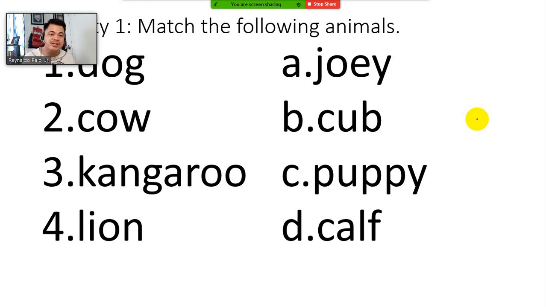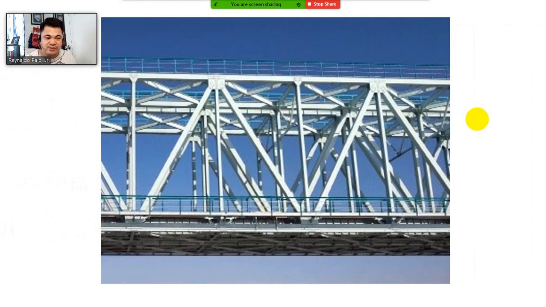As you can see, the items in the second column are the baby versions of the animals in the first column. They are matched with the adult terms for the animals that we're talking about. So we can say that a dog is also a puppy and a puppy is also a dog, and so on and so forth. What is the relation of this to our lesson for today?